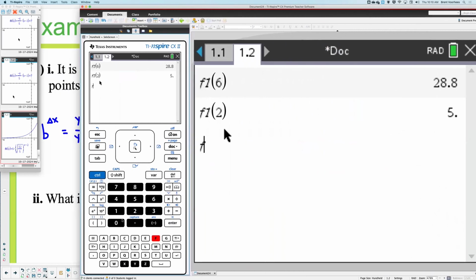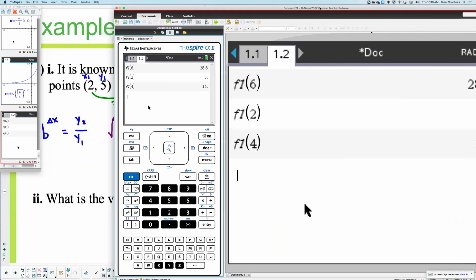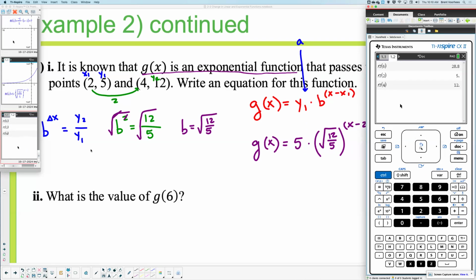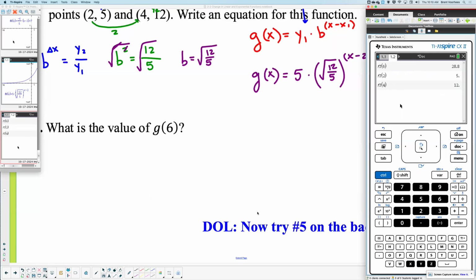And if I wanted to check it again, what if I gave an input of 4? What should the output be? 12. Do you see how that works? So we did it correctly. Everything mathematically is working. All right. With that, you have your next DOL. Go try number 5 now. Try DOL number 5.